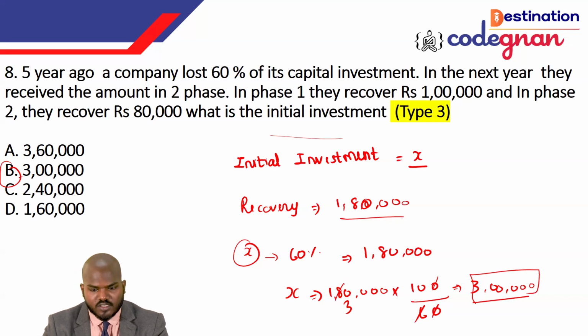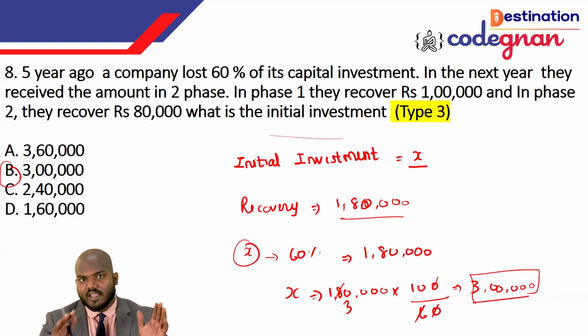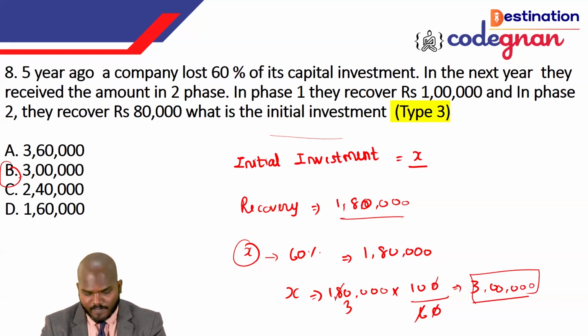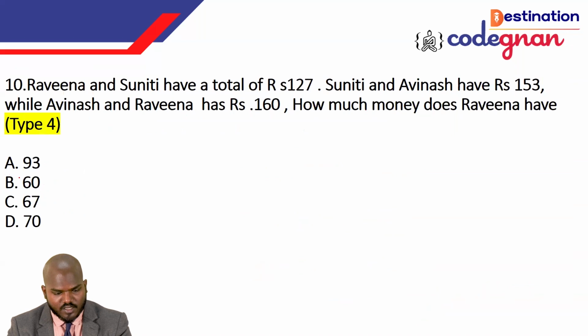Okay, so this is the type 3 question. You see this one, it is talking about the initial investment. It is like a reverse thing they are asking in this one. Still, you just want to apply this one, guys. Okay, so we'll move to the next question, guys.